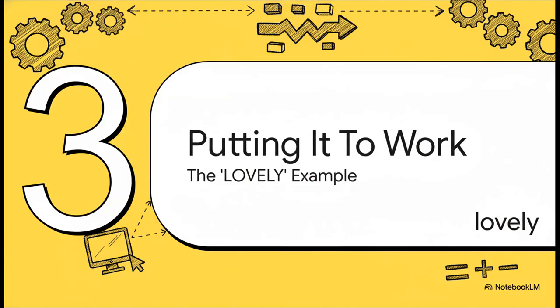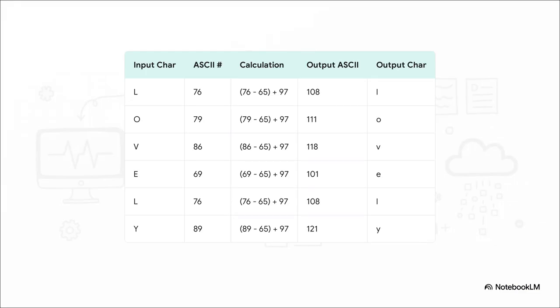All right, let's put this code to work. Let's go back to our original example and see exactly how the computer uses this simple math, letter by letter, to turn LOVELY into lovely. And here we go. Look at this. Let's just take that first L. Okay, so its ASCII number is 76. The computer does the math.